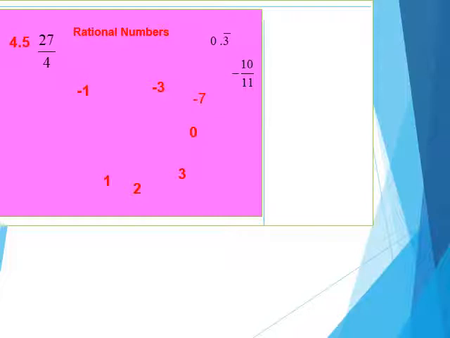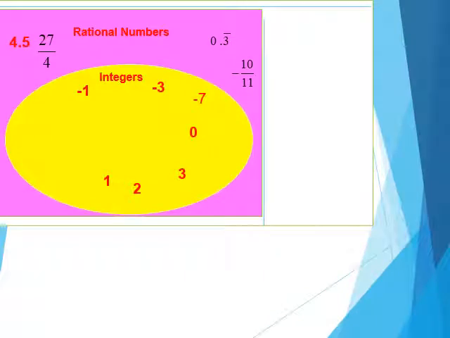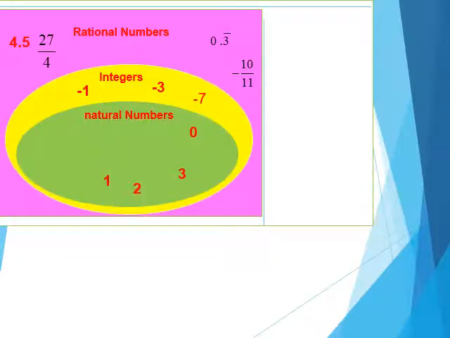Now we will look at negative 1, negative 3, negative 7, 0, 1, 2, 3. These are integer numbers. The integer numbers consist of the natural numbers and the negative numbers. 1, 2, 3 are called counting numbers.